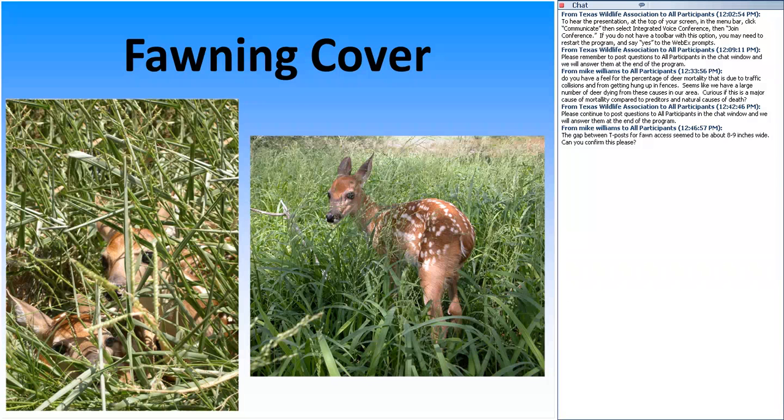If it's predation and fawning cover was lacking, then doing some of this habitat management to improve the fawning cover would make a lot of sense. Our problem is we don't have a good idea of how that plays out, and that'd be a place where research really should focus here next few years.